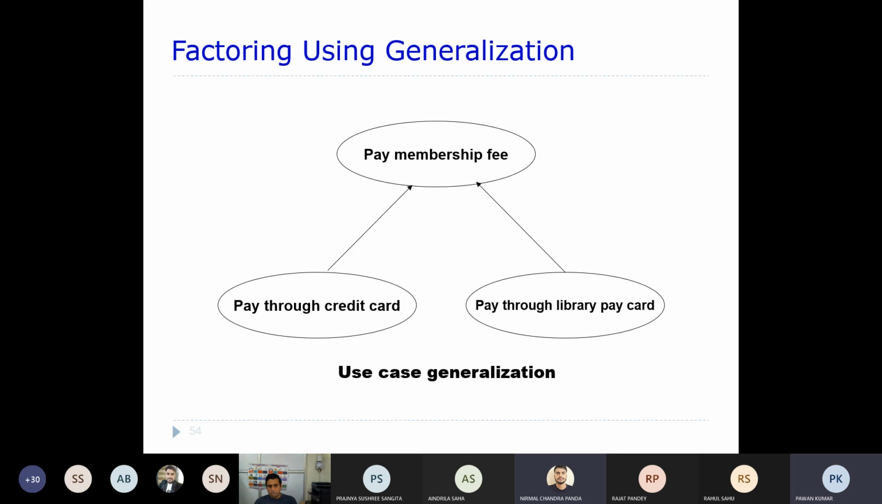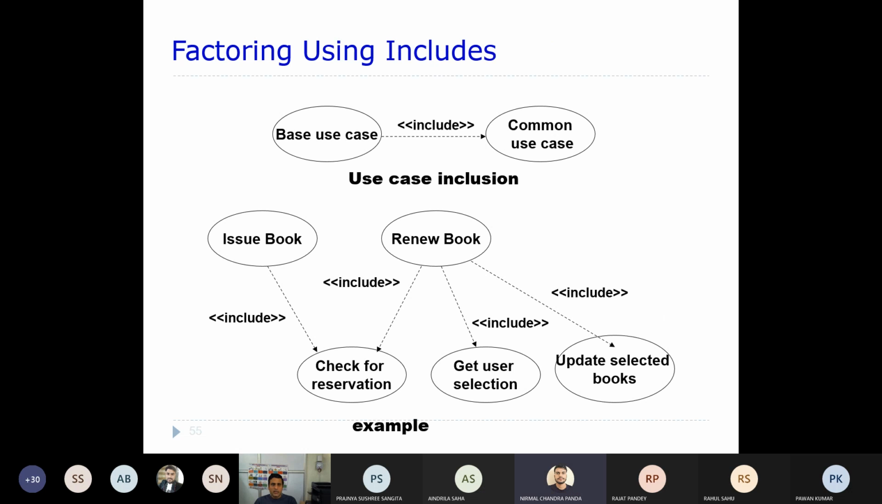Okay, so now the other one is include. As I told you, if there is a very common use case, that means that particular use case will be common for many other use cases. That means there is an implicit dependency. In that case, you can use include.